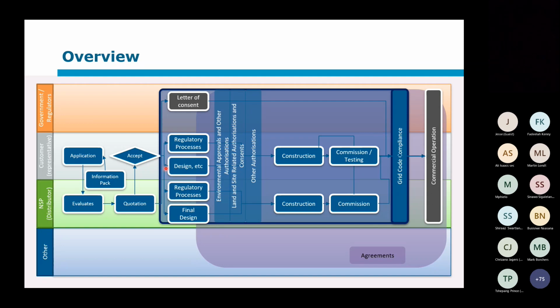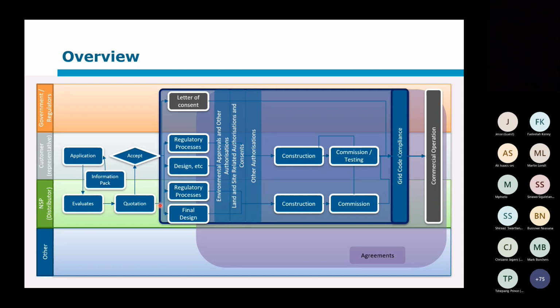So there's the design and the regulatory processes. And the same goes for the distributor as well, where they might also have design if there's any network strengthening that's required. And of course, for instance, for a new line, there might also be rights of way to be acquired, environmental impact assessments, etc. So this whole block here, you can see actually encompasses everything of the grid code compliance. So you will see that the design is already included in the grid code compliance bigger block.